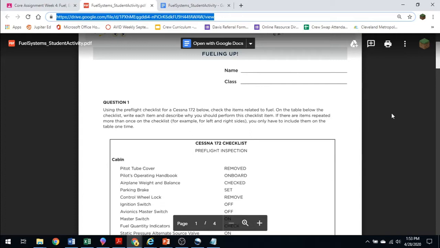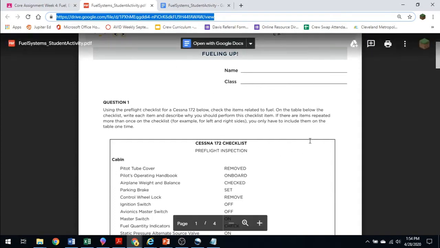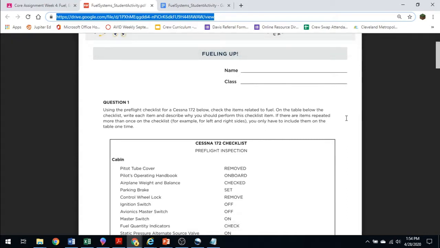So here we go. Getting us started is a pre-flight checklist for a Cessna 172, and since this is about fueling systems, it tells you to write down the items that are related to fuel. So we're only worried about the things that are related to fuel. I'm not going to tell you exactly which ones to check, but if it says fuel in it, then that's something that we need to look at.